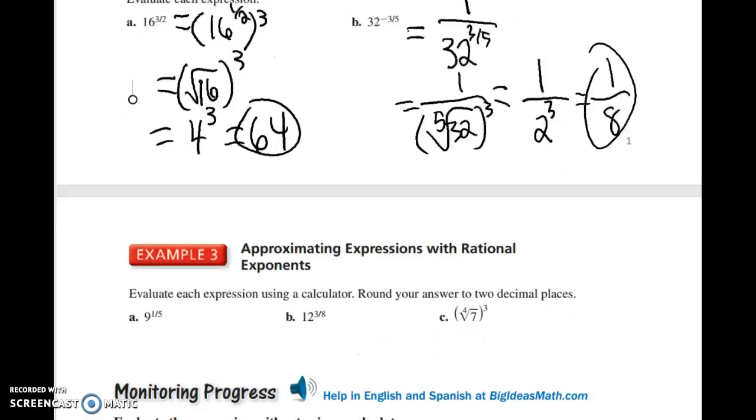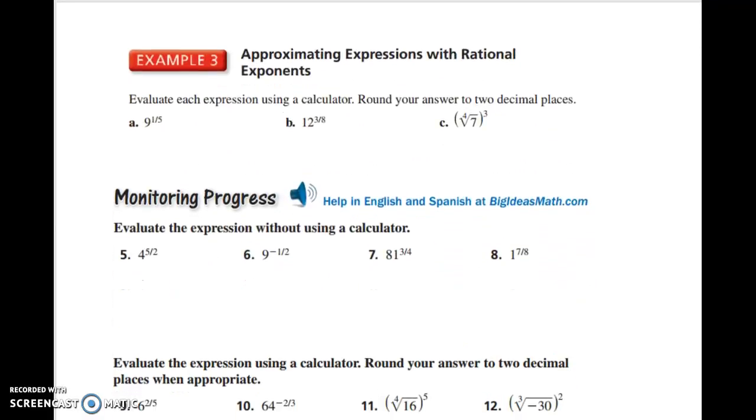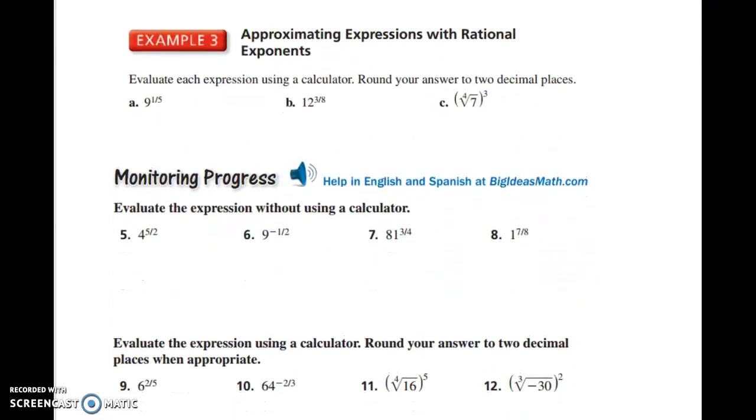Now we're going to scroll down to, or move your page to example 3. And these are a little bit easier because it says evaluate each expression using a calculator. If you're not sure how to do this tomorrow in class, I can show you on your calculators, but you're just going to enter the number 9 and then the caret symbol and enter a fraction of 1/5. That's how we can enter this. So we're just going to approximate these to 2 decimal places. 9 to the 1/5 is about 1.55.